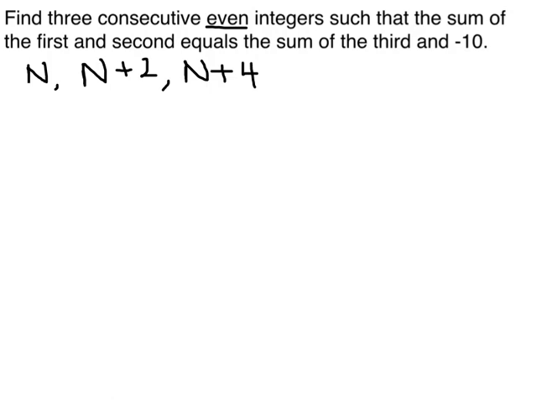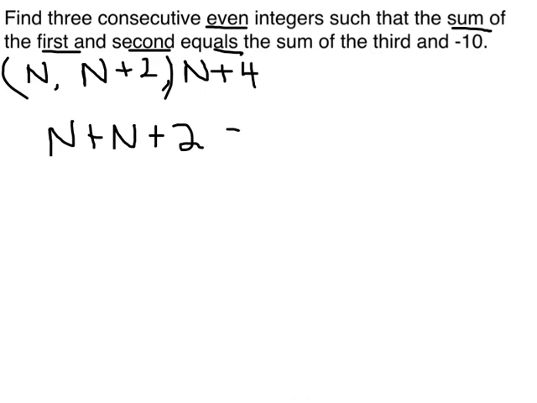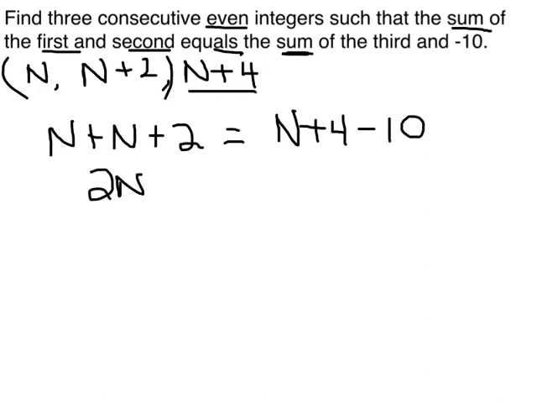This says such that the sum of the first and second, so that would be these two, so I'm going to add n plus 2 equals the sum of the third, n plus 4, and negative 10. Then, once I have that set up, all I have to do is add like terms. 2n plus 2 equals n, 4 minus 10 is negative 6.